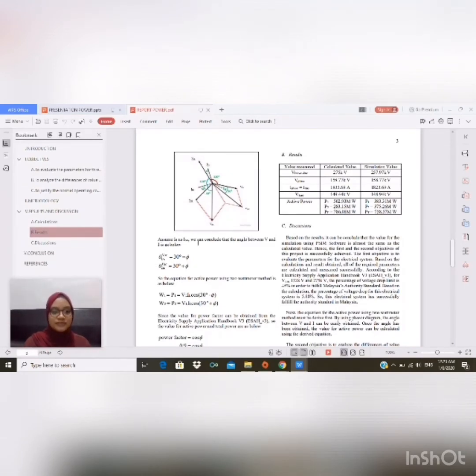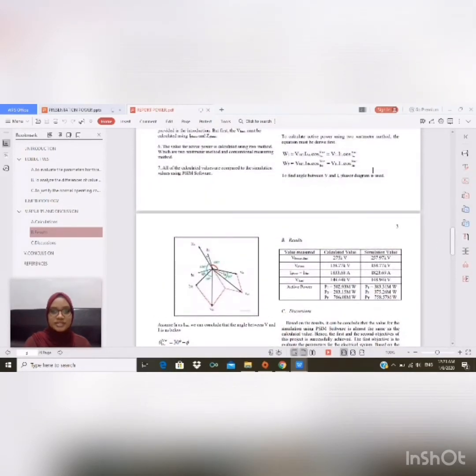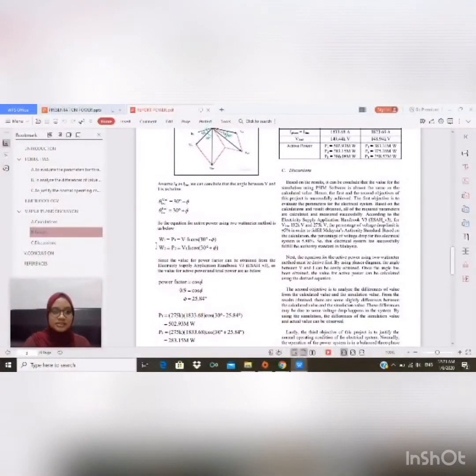Substitute this value in the equation I mentioned before. We will get the final equation for wattmeter 1 and wattmeter 2: wattmeter 1 is VLIL cos(30 degrees minus phi), and wattmeter 2 is VLIL cos(30 degrees plus phi). Since the power factor can be obtained from the book, we can know the angle phi. Power factor equals cos theta, and phi equals 25.84 degrees.